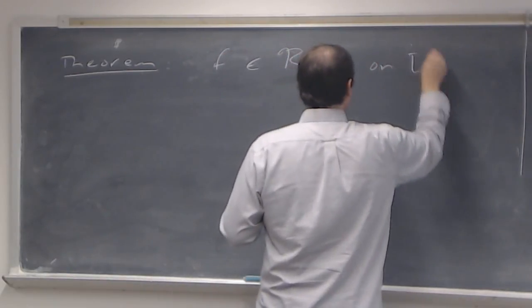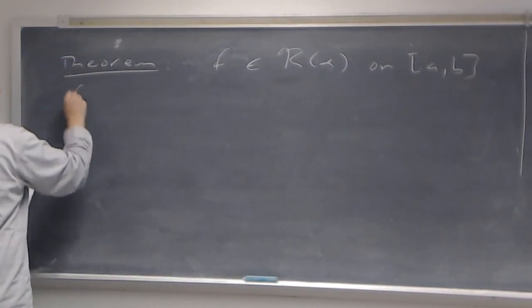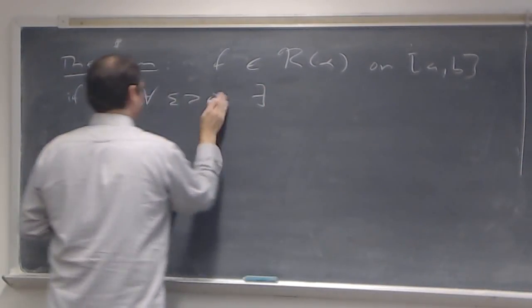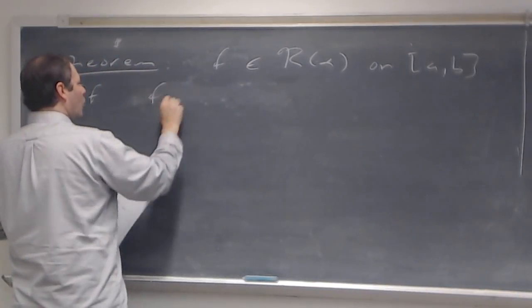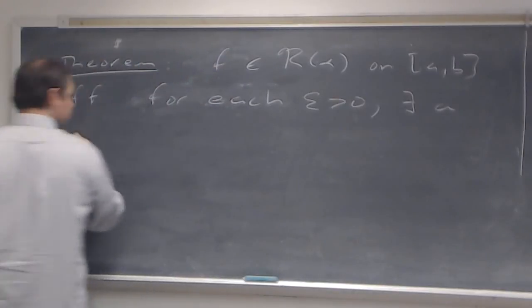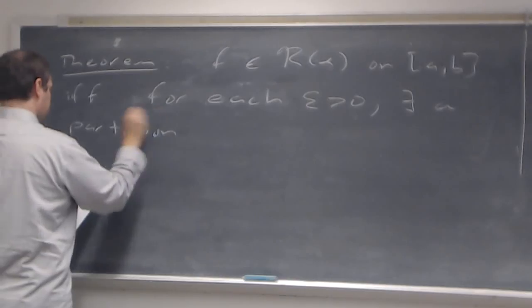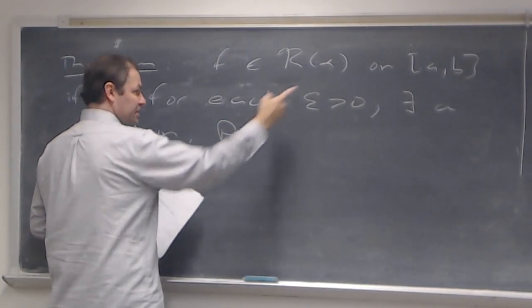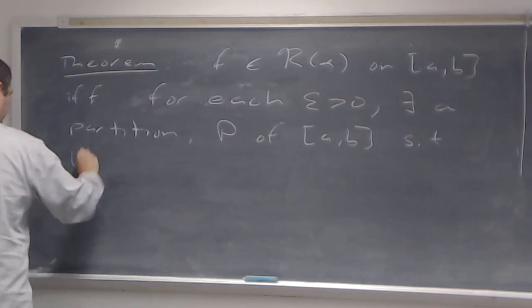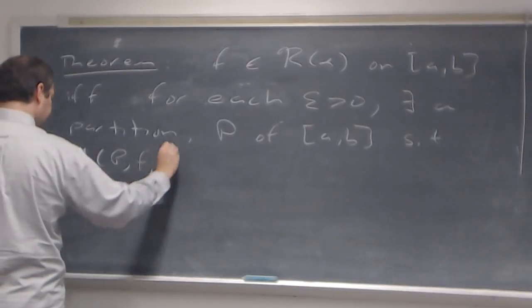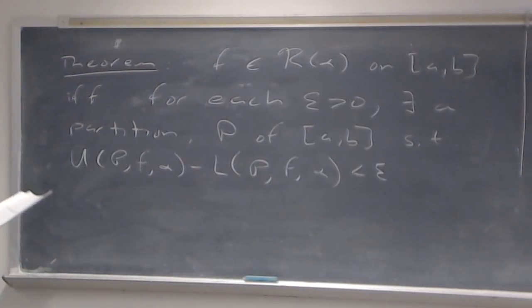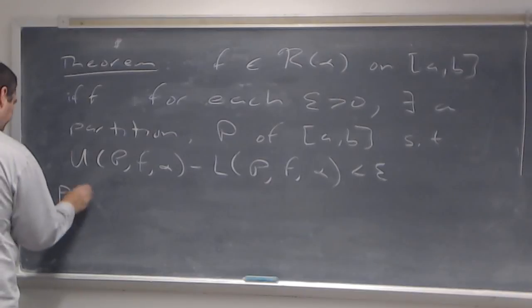alpha on A to B, if and only if, for each epsilon greater than 0, there exists a partition script P of A to B, I'll write that down, such that the upper sum with this partition minus the lower sum with this partition is less than epsilon. So it's an if and only if statement. We're ready to start the proof.